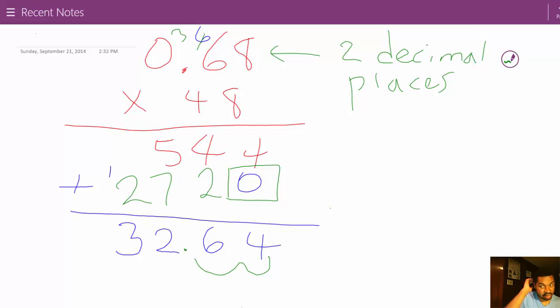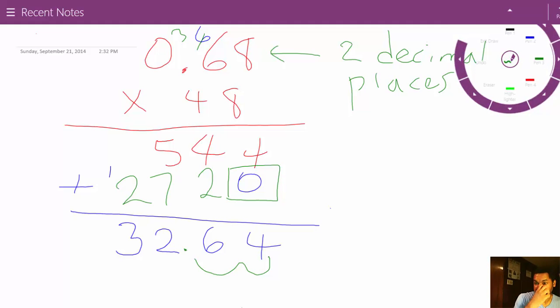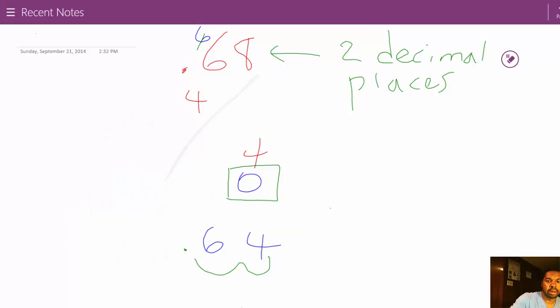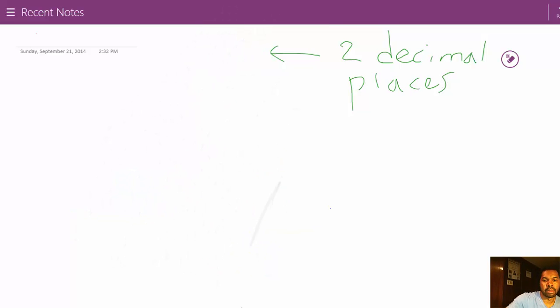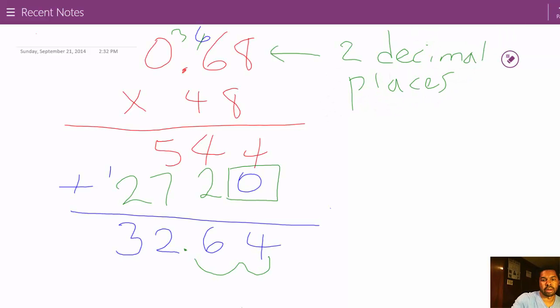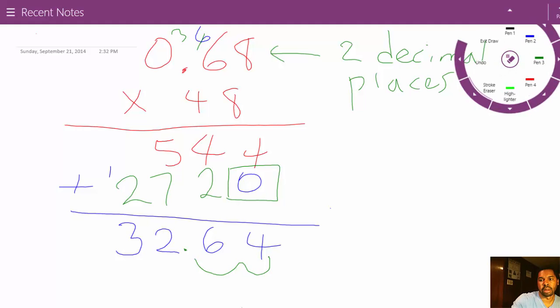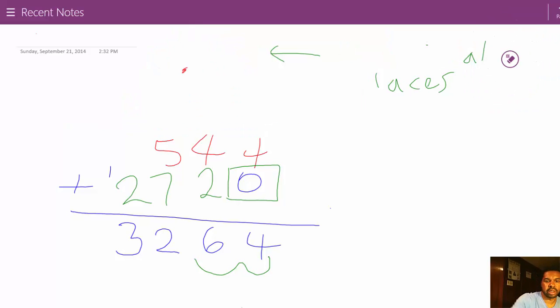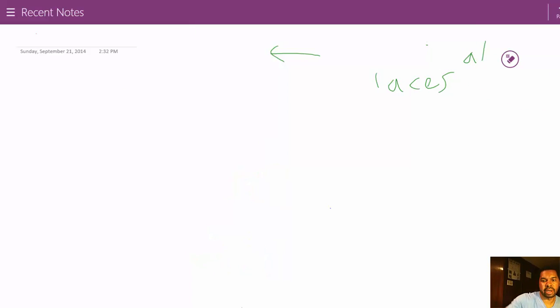Alright, you should have this copied in your notebook. Again, if you missed this, it's actually in your textbook on page 72. So I'm going to erase this now.